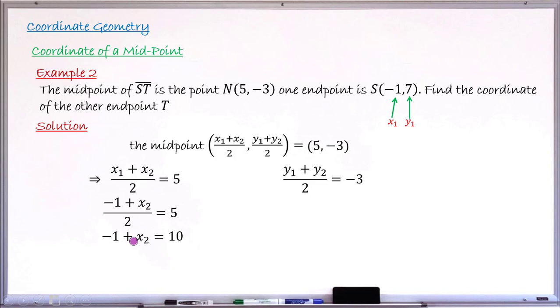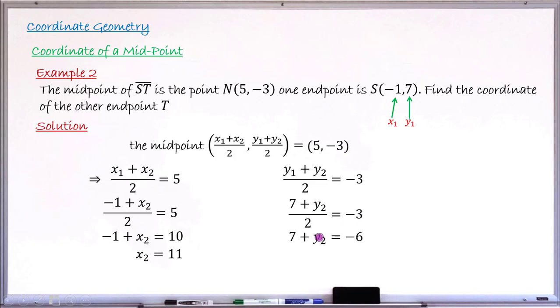So collecting like terms, moving minus 1 to the right hand side, I'm going to have x2 equals 11. So I'm going to solve this equation. I'm substituting this y1 by this number 7. So I'm going to have 7 plus y2 all over 2 equals minus 3.